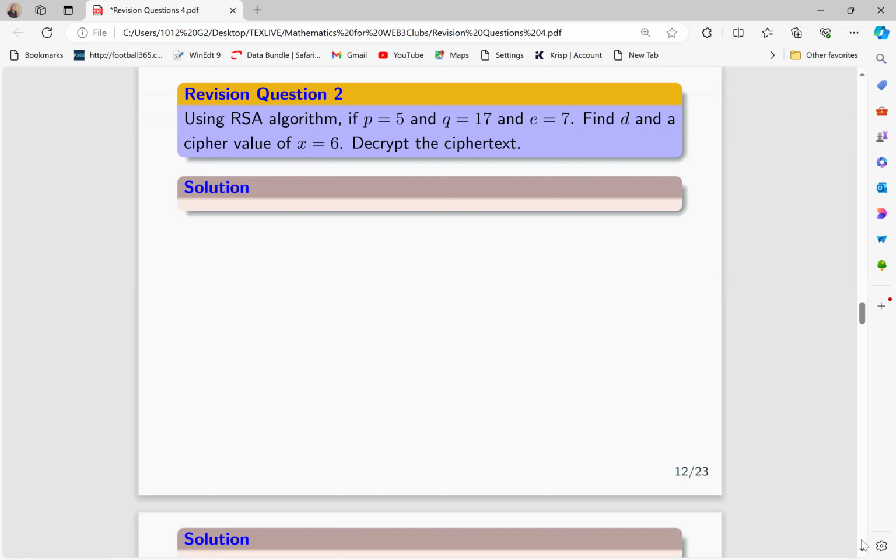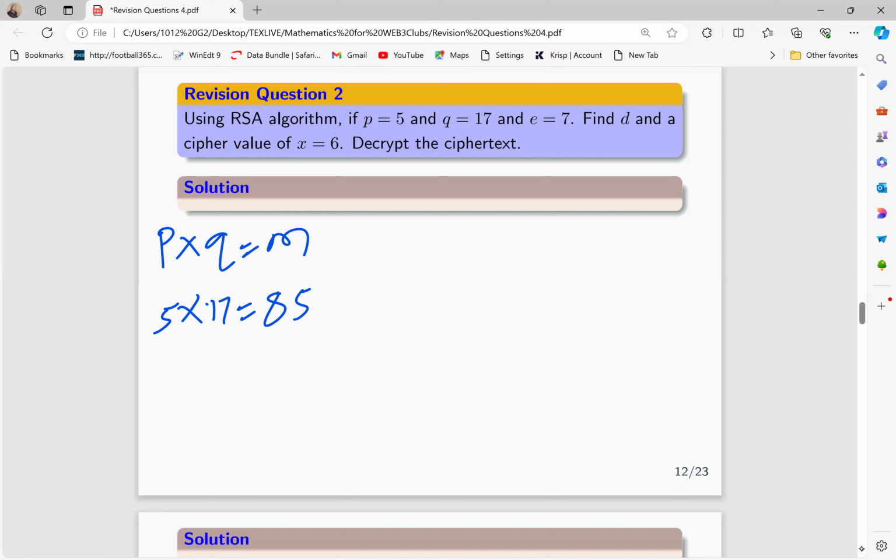So we have the values P, Q, and E. We have the cipher value of X. We decrypt the ciphertext. So say P times Q equals M: 5 times 17.